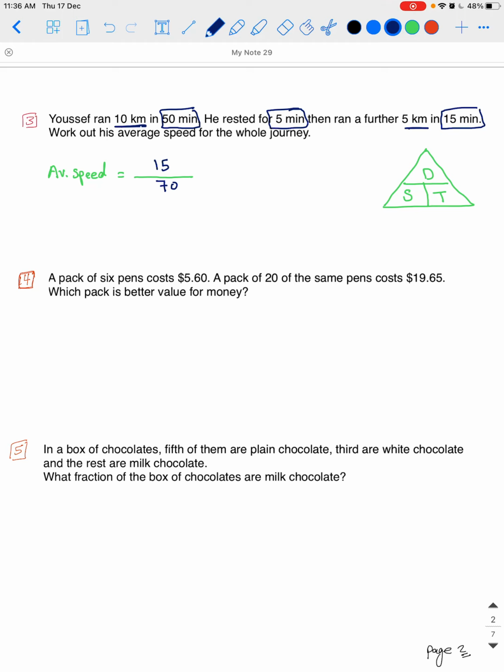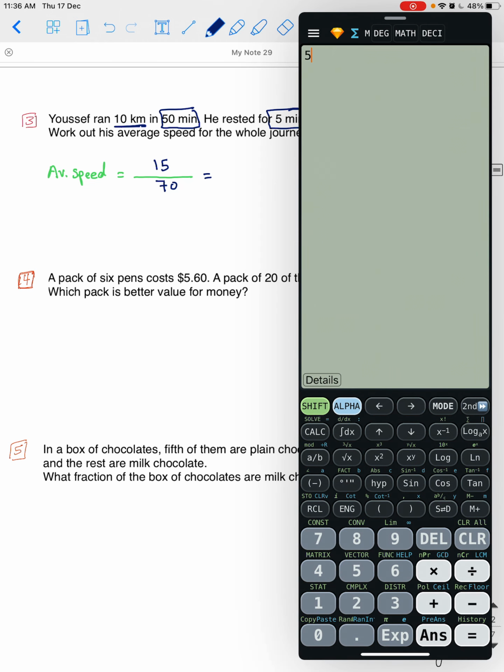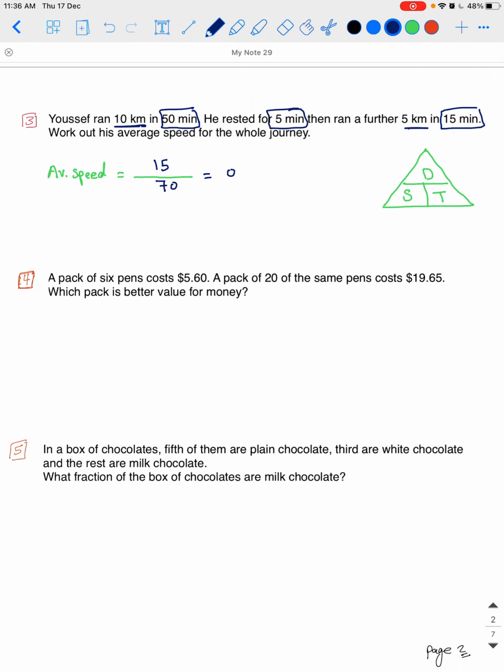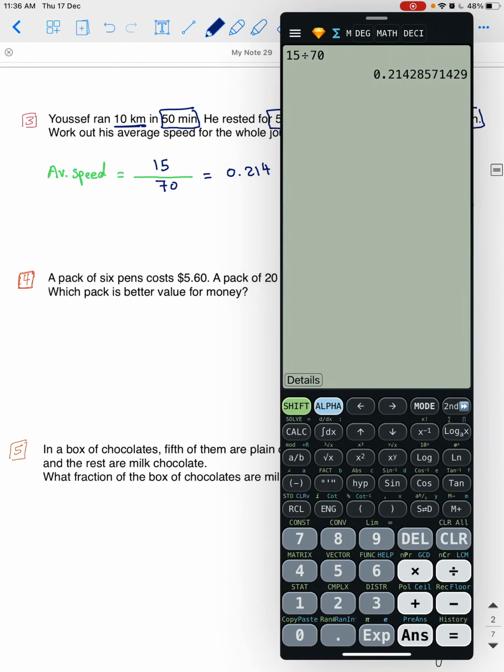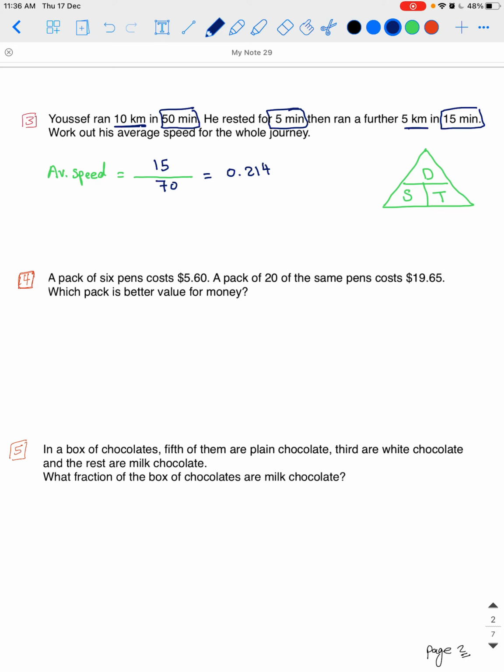So it's 15 divided by 70, I will get 0.214. You need to round, right? Yes. But what is the unit here? The unit here actually is kilometer, because the first one was kilometer, but the second one was minute, kilometer per minute. But I can calculate it into kilometer per hour. Yes, just convert it into hours.